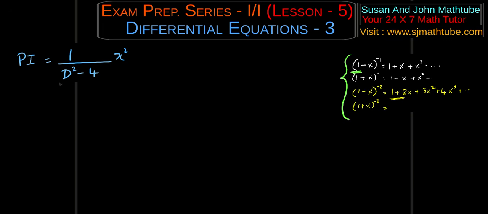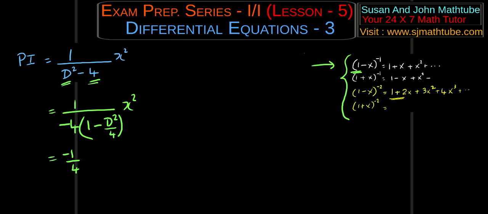Okay, now look at this. We have D square and 4. And we have to create this one so that we can apply the formula. So what I do is, I'm going to take minus 4 outside so that I get 1 minus D square by 4 of x square. And that will be minus 1 by 4 and 1 by 1 minus D square by 4 of x square. And that is equal to minus 1 by 4.